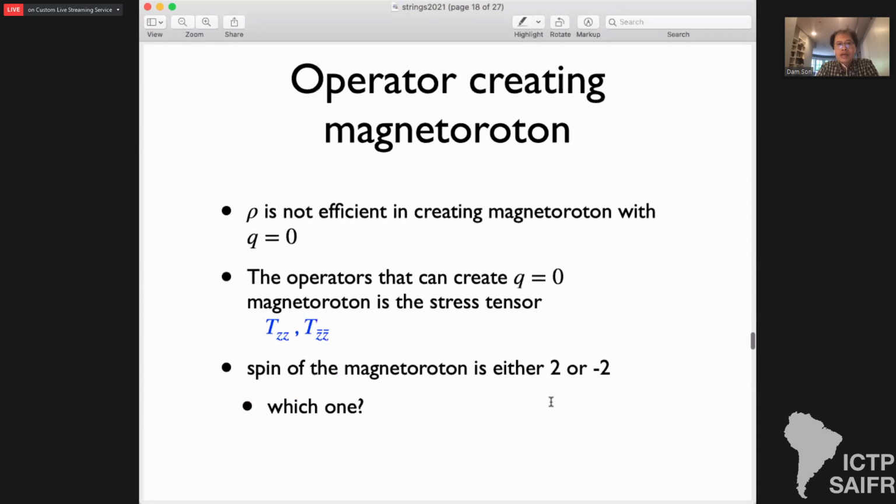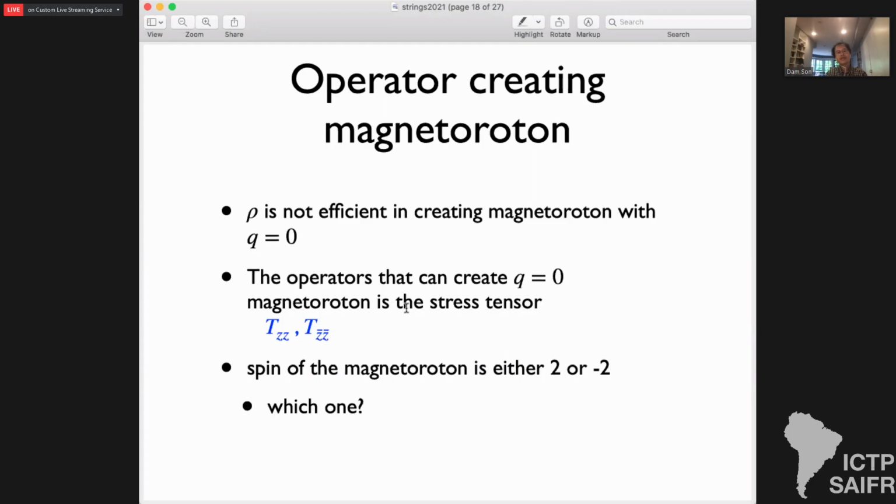Okay, so we now know that the operator that creates the magnetoroton is not really the density, because rho does not create the magnetoroton very efficiently as Q goes to zero. The density-density correlation function has a residue at the magnetoroton, but the residue goes to zero. The momentum of this magnetoroton goes to zero. The operator that creates this Q equal to zero magnetoroton turns out to be the stress tensor.